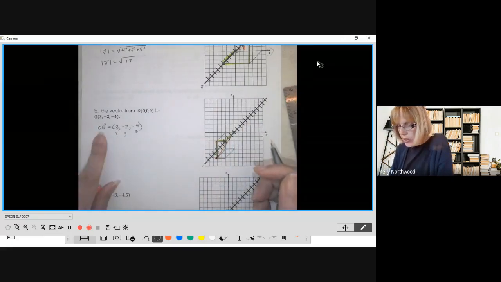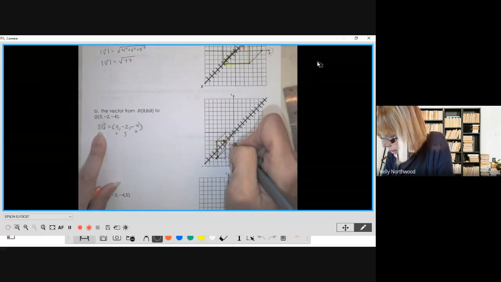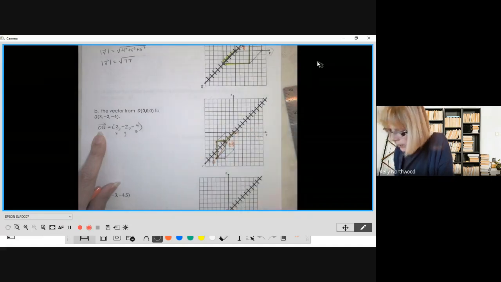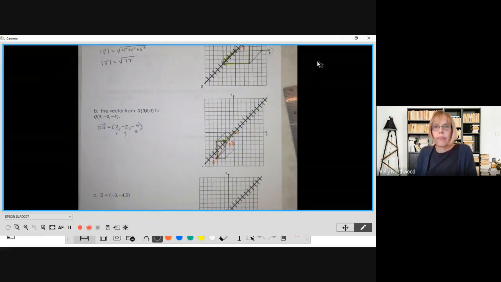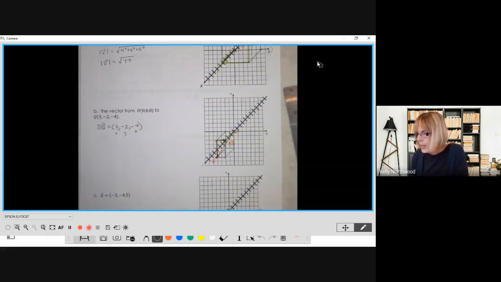And then label it vector, in this case where it's a point-to-point vector, vector OQ. And since it is, I'll probably label point O there and point Q down here. And then this is vector OQ. O for origin, Q for the point 3, -2, -4. And try to make your arrow as seeable as possible.